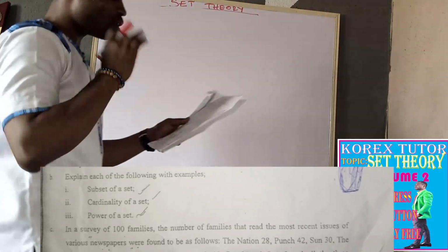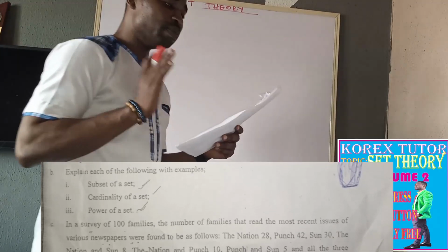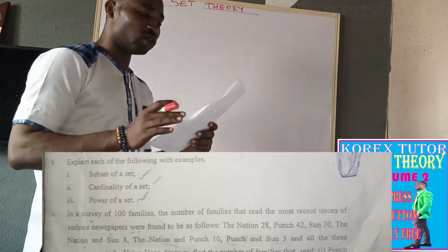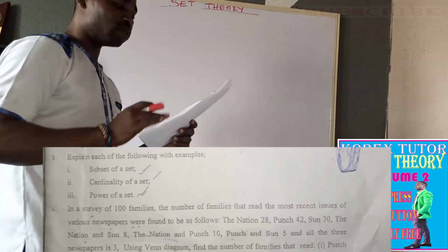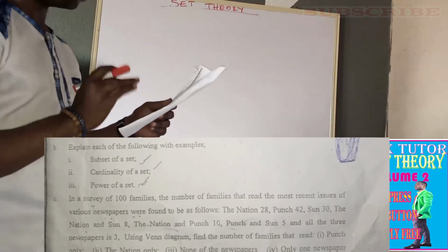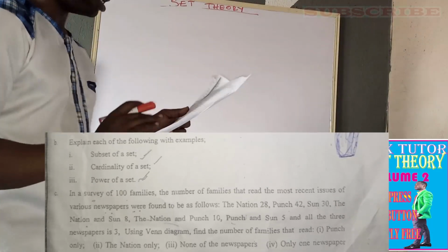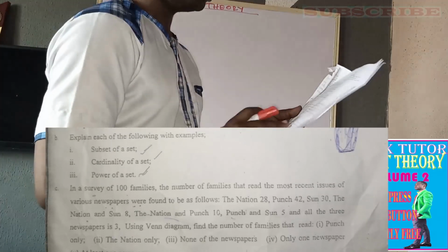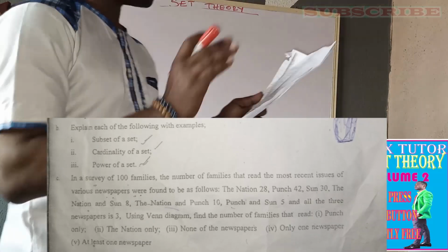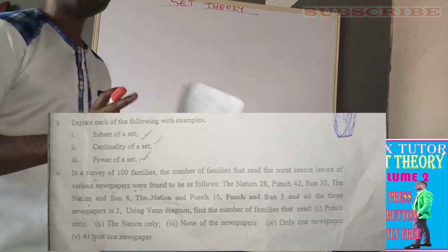They say that in a survey of 100 families, the number of families that read the most recent issue of various newspapers were found to be as follows: The Nation 28, Punch 42, Sun 30, the Nation and Sun 8, the Nation and Punch 10, Punch and Sun 5, and all three newspapers 3. Using a Venn diagram, find the number of families that read Punch only, the Nation only, none of the newspapers, only one newspaper, and at least one newspaper.